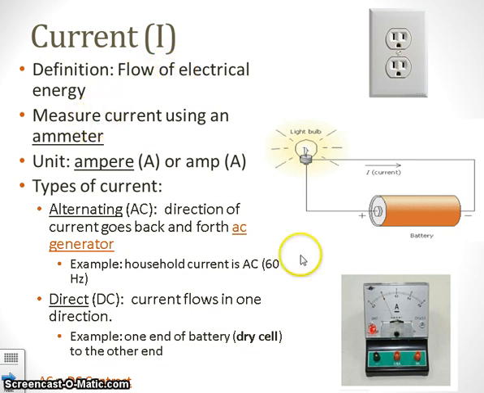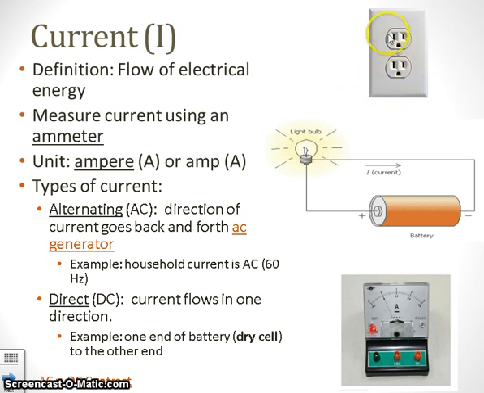We measure current using an ammeter. This down here is a picture of an ammeter. It's simply a little tool that helps you determine the amount of current in a circuit. The unit of current is called the ampere. We usually shorten that to amps, and the abbreviation for that is capital A. There are two types of current we talk about, the alternating current. This up here is just a wall outlet like you would see at your house.